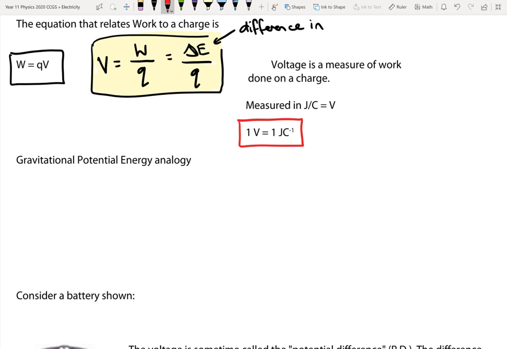And we'll just label this equation here. It's called the electrical potential difference, sometimes called PD, potential difference. So you always have to compare the energy with respect to another point.